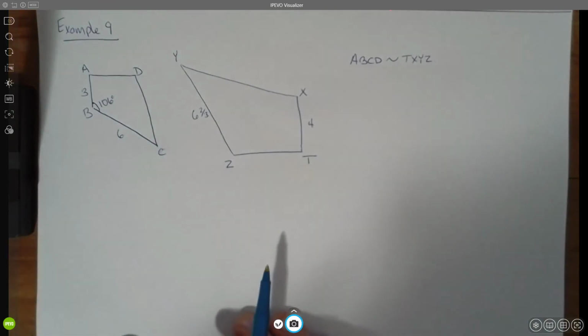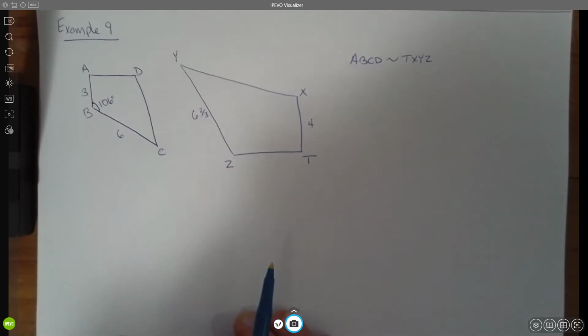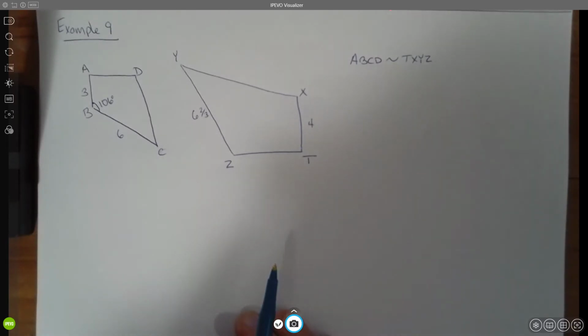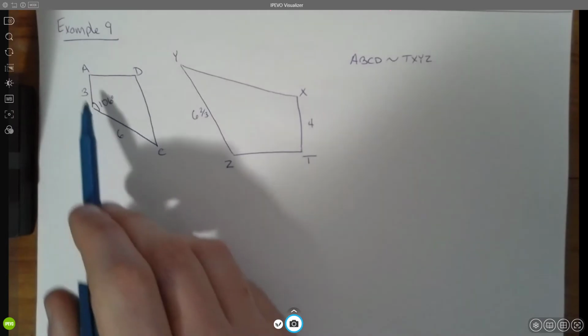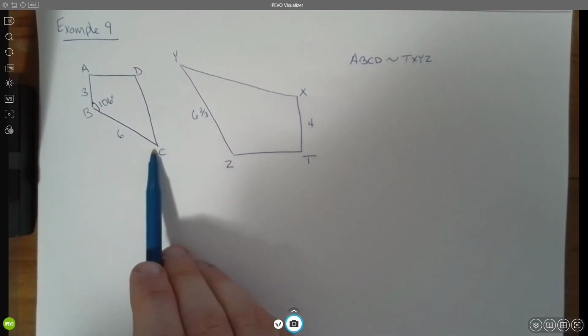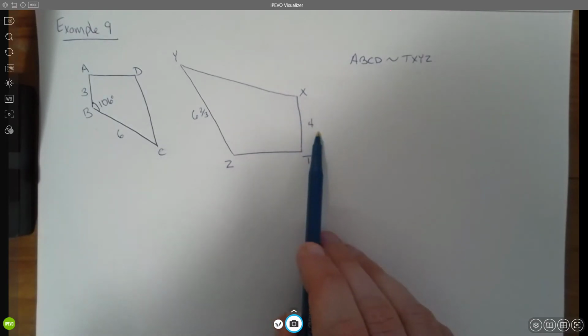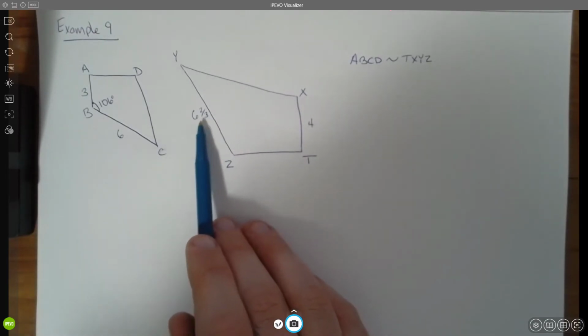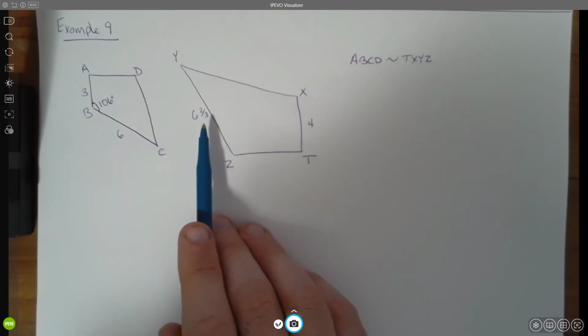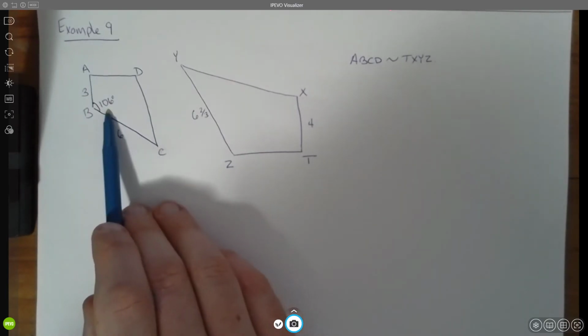So once again, we are seeing that they are not just shifted versions of one another. In fact, they are rotated versions. So in our last one, we had a flipped version. This one is a rotated version. And we do have a bit of information here as well. So we see that side length AB is 3, BC is 6, TX is 4, YZ is 6 2/3. Now that's going to be a bit trickier because we're throwing in a fraction here. And the measure of angle ABC is 106 degrees.